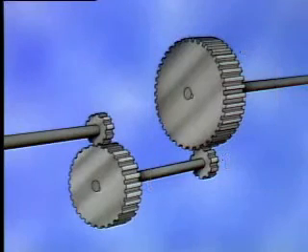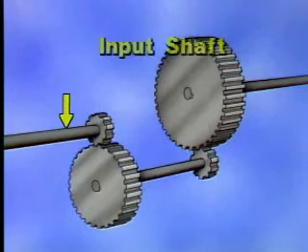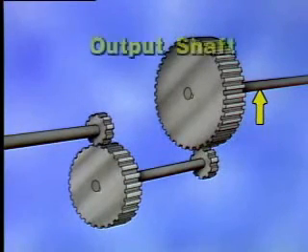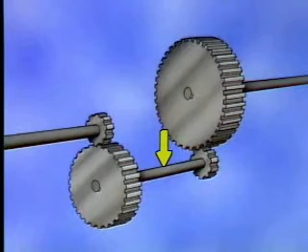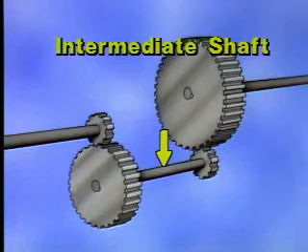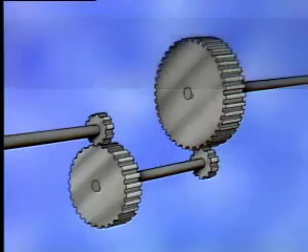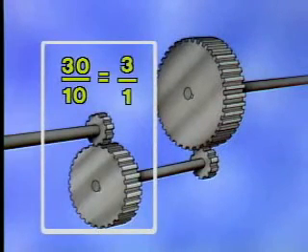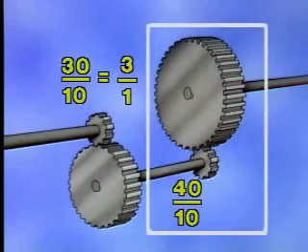In our example, this shaft is turned by an external device, such as a motor, and is called an input shaft. This shaft is connected to and drives a machine such as a pump or a fan. It's often called the output shaft. This shaft, which connects the gear in the first gear set with the pinion in the second gear set, is called the intermediate shaft. Now, by using the gear ratio formula we looked at earlier, we can determine the ratio across the first gear set is 30/10, or 3 to 1, and that the ratio across the second gear set is 40/10, or 4 to 1.